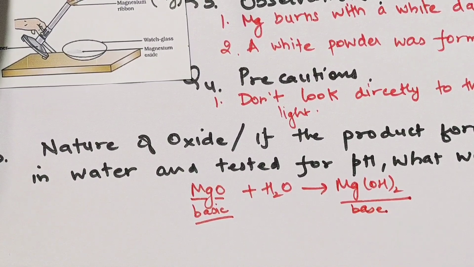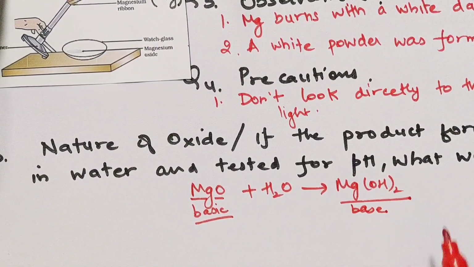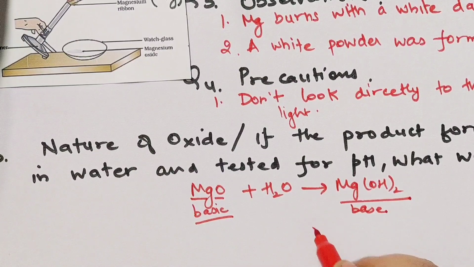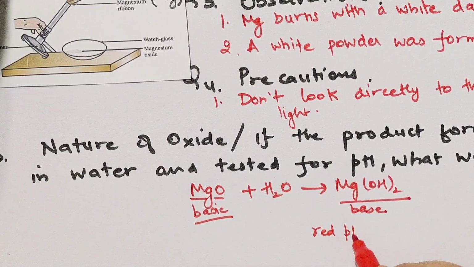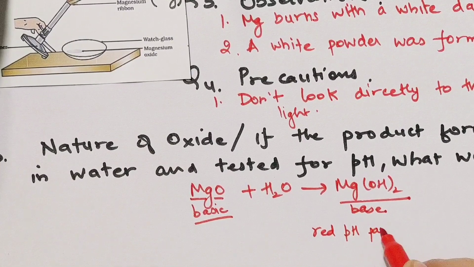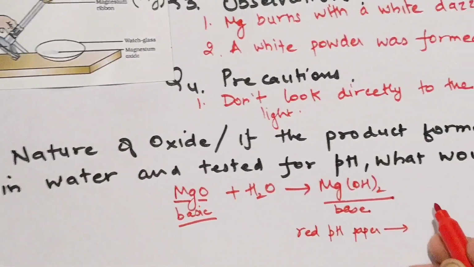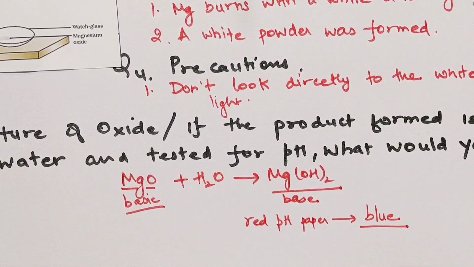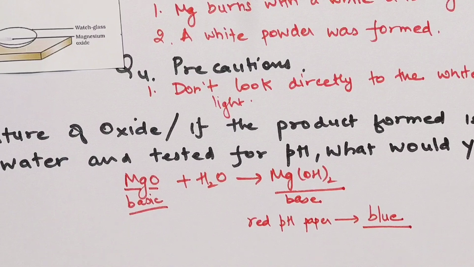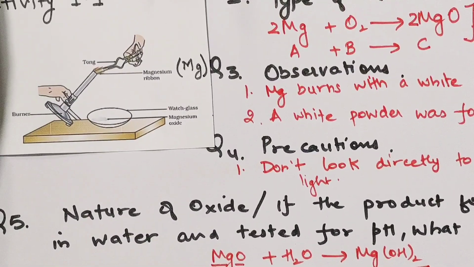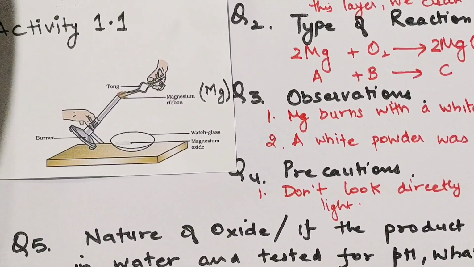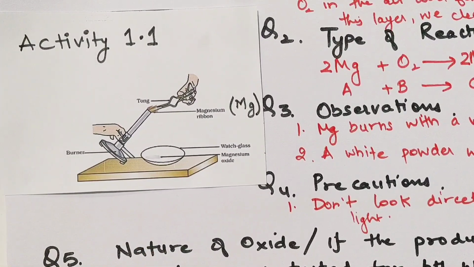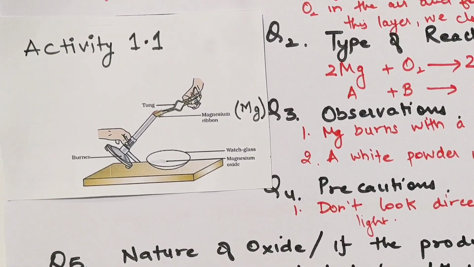So when we test the solution with pH paper, we would see a red pH paper turning blue. Or a universal pH paper turning blue. Okay, so that's all the questions I could find from this activity. Right, let's move on to the next activity.